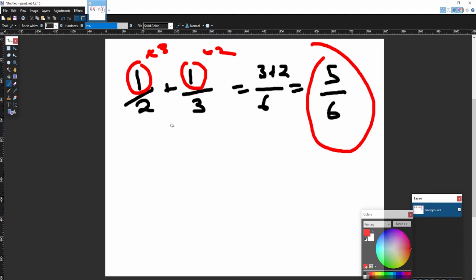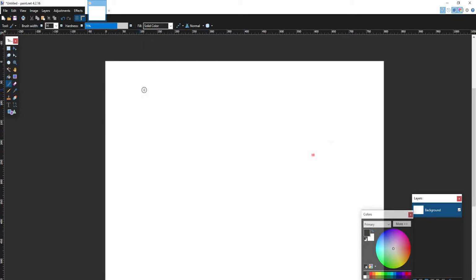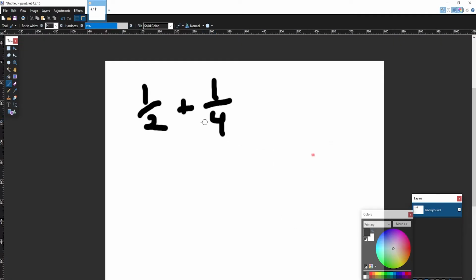I'm going to do one more example. So let's say we have 1/2 plus 1/4, right? The least common denominator here will be 4 because 2 times 2 is 4, and that's the least common denominator.